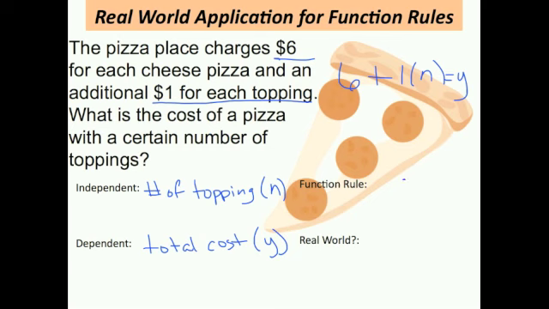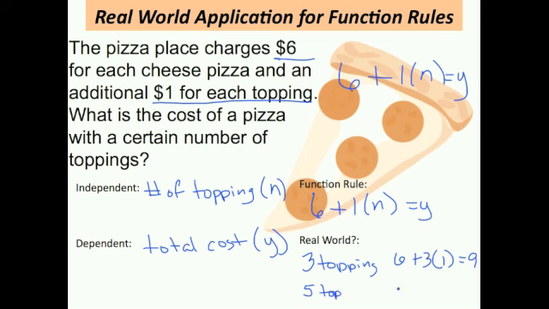So now to continue, our function rule, what we wrote a minute ago, 6 plus 1 times n equals y, n being the number of toppings, y being the total cost. And what that means for the real world is if you want to buy, say, a pizza with 3 toppings, that would cost us $6 plus 3 times 1, or $9. If we want one with 5 toppings, that would cost us $6 plus 5 times 1, or $11.